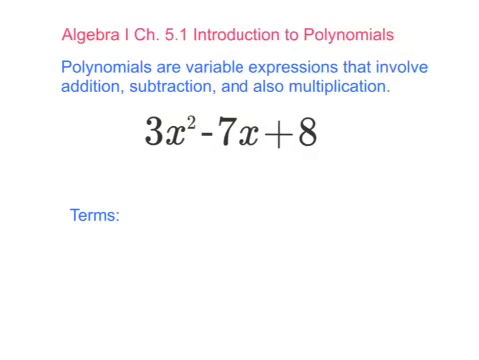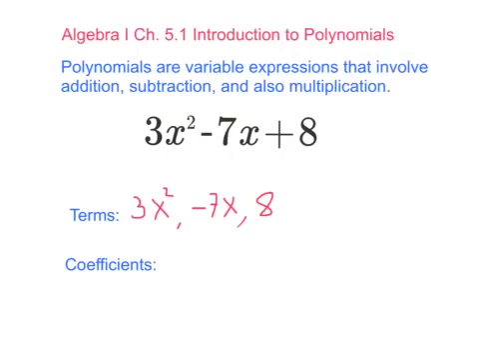So these terms can be listed here. 3x squared, right? The second term is negative 7x. Remember that every term has a sign located to its left. So the second term is not 7x, but negative 7x. And finally 8 is the third term.